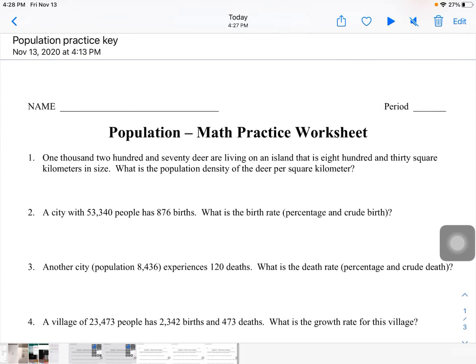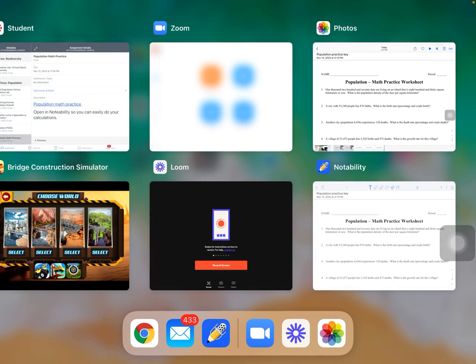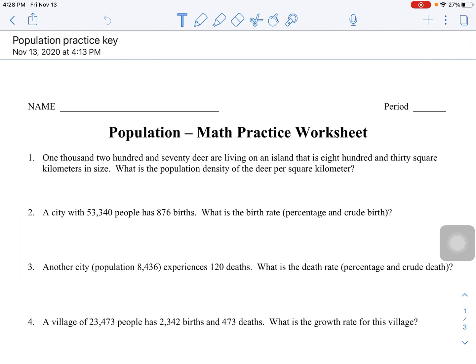Here we're going to do some population math. The first one we're going to look at is a population of 270 deer living on an island that is 830 square kilometers in size. What's the population density of the deer per square kilometer? All you have to do is just divide these two.